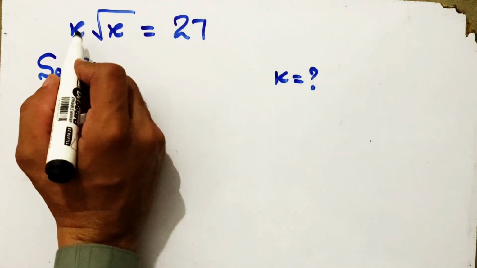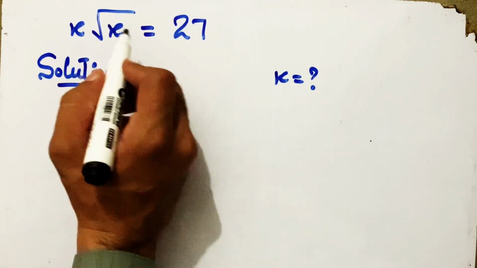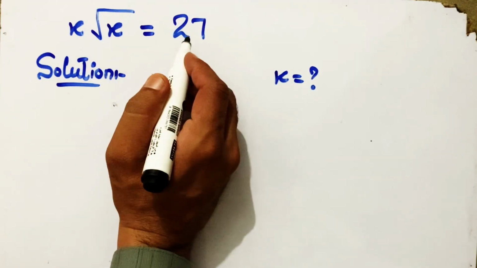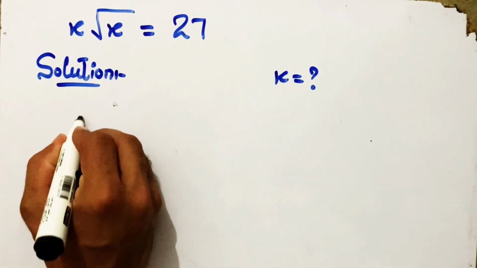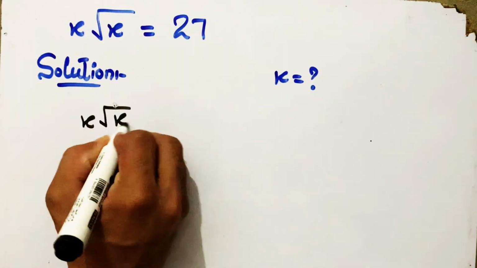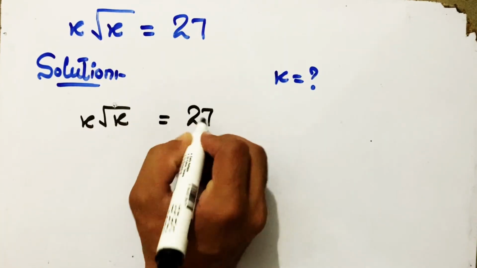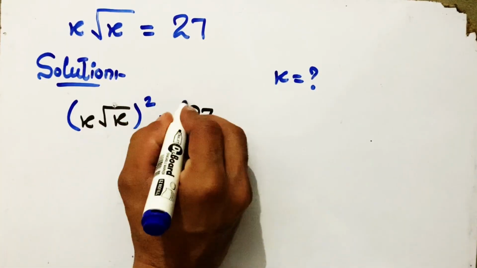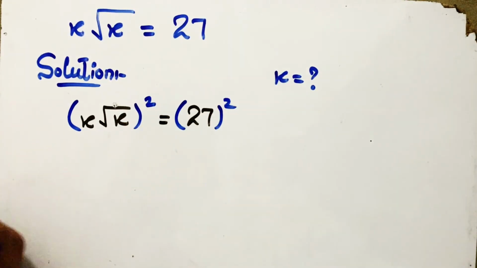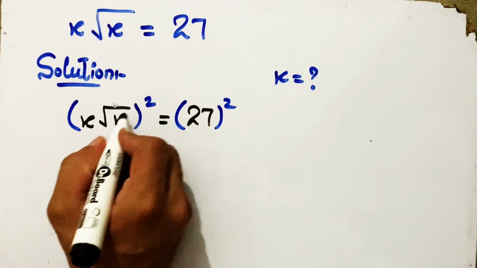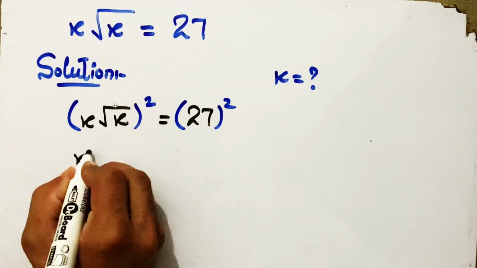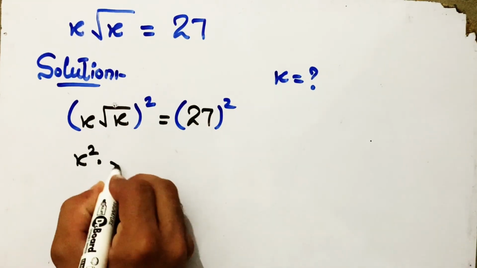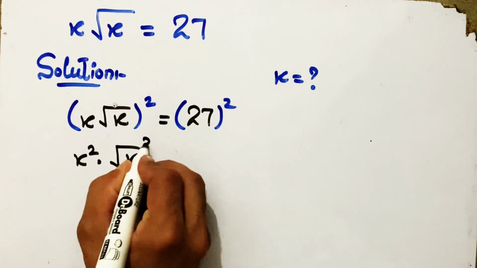Our equation is x to the power of square root of x equals 27. I write our equation x to the power of square root of x equals 27 here. I am squaring both sides. So squaring here, this is x to the power of square root of x, all squared.